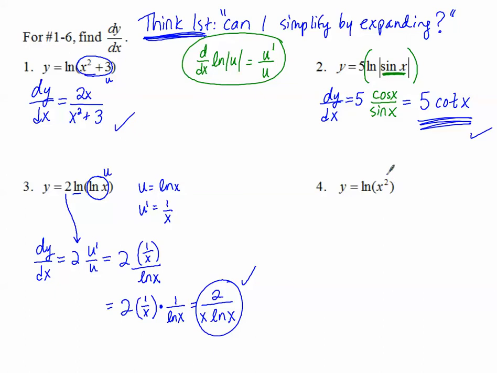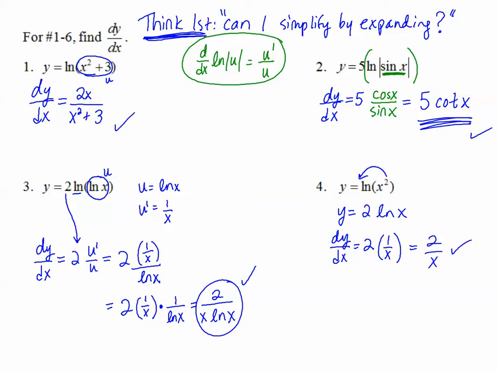Here I can. So if I can, I like to rewrite this as 2 natural log of x. Then I'm going to do the derivative. dy dx equals 2 times the derivative of natural log of x, 1 over x. And I'm done. Perhaps make it a little bit easier by calling it 2 over x. Not a little easier, but a little more cleaned up.